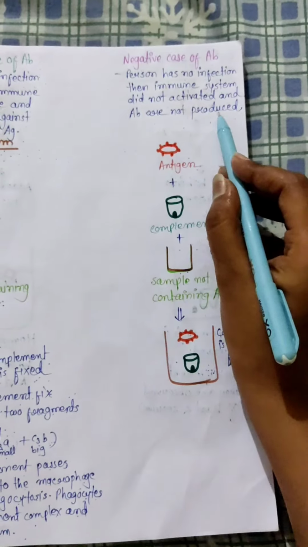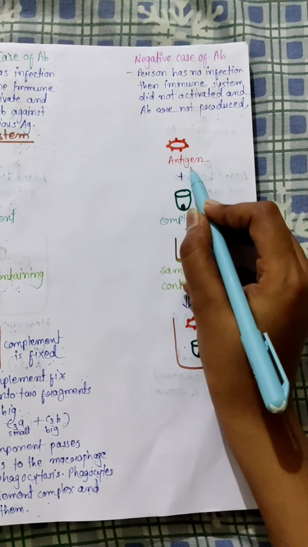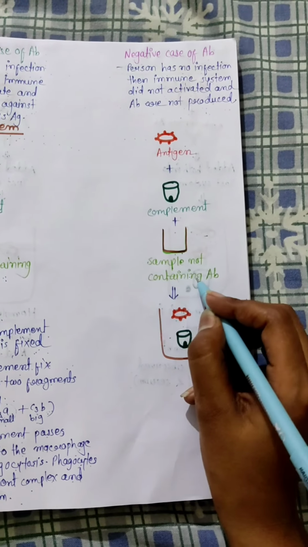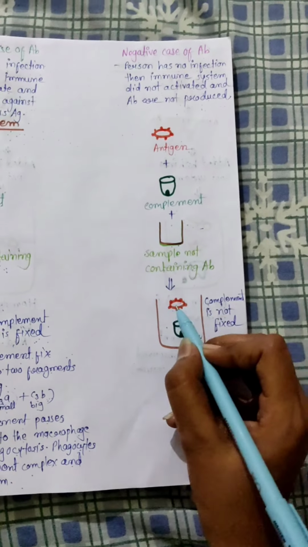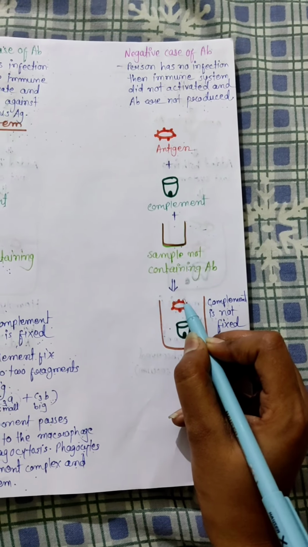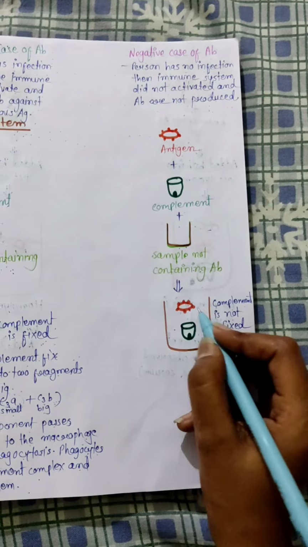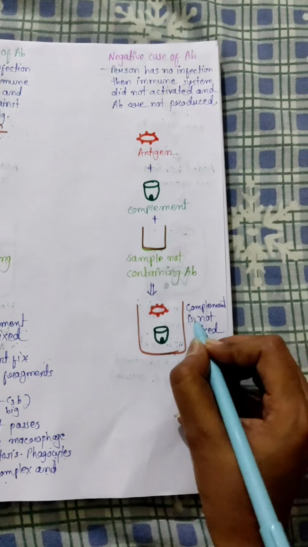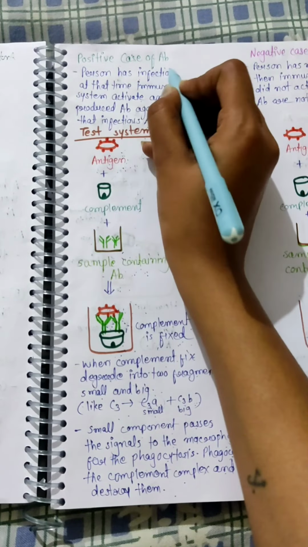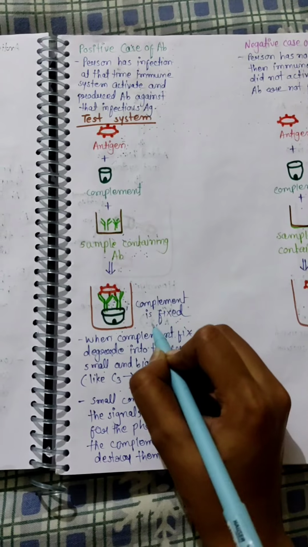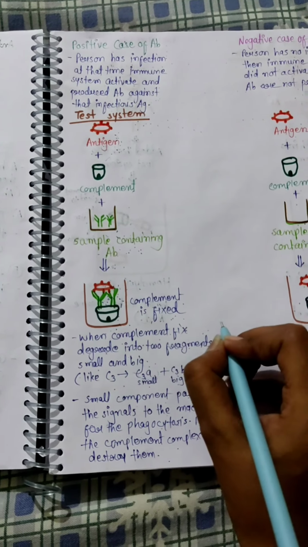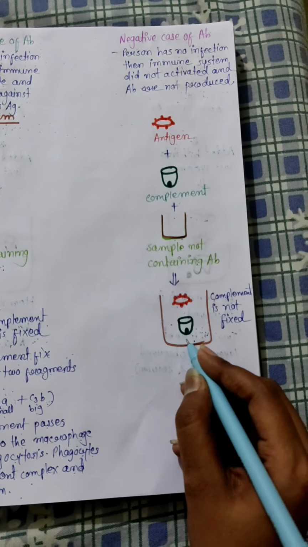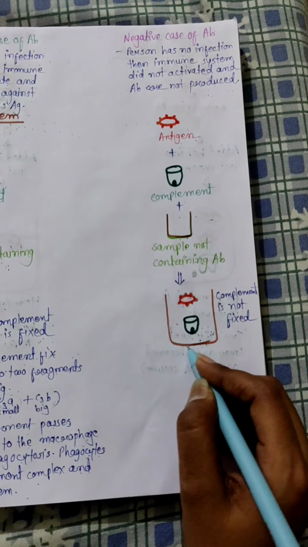Now, in the negative case of antibody, there is antigen and complement, but there is no antibody. The sample of the patient does not contain antibody. So the antigen is individual and the complement is there, but there is no antibody. The antigen-antibody complex is not formed, so the complement is not fixed here. In the positive case of antibody, the complement is fixed, so there is no free complement. But in the negative case of antibody, the complement is not fixed, so the complement is free in the tube.